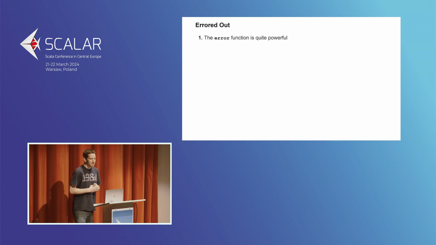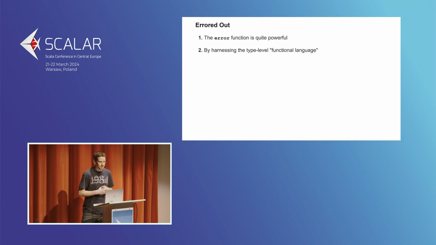So we saw that despite the humble name, the error function is quite powerful. You can start simple with fixed strings, but you can also go all the way up to 11 by harnessing the functional language at the type level. Notice that in the past we would probably use some Prolog-like implicit stuff. Now we're using a simplified functional language, which might be nicer in some use cases. I still like Prolog, by the way.